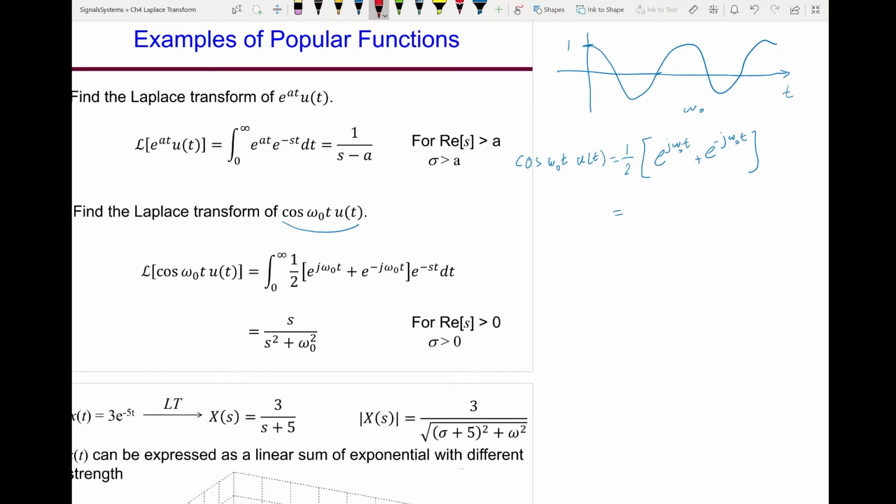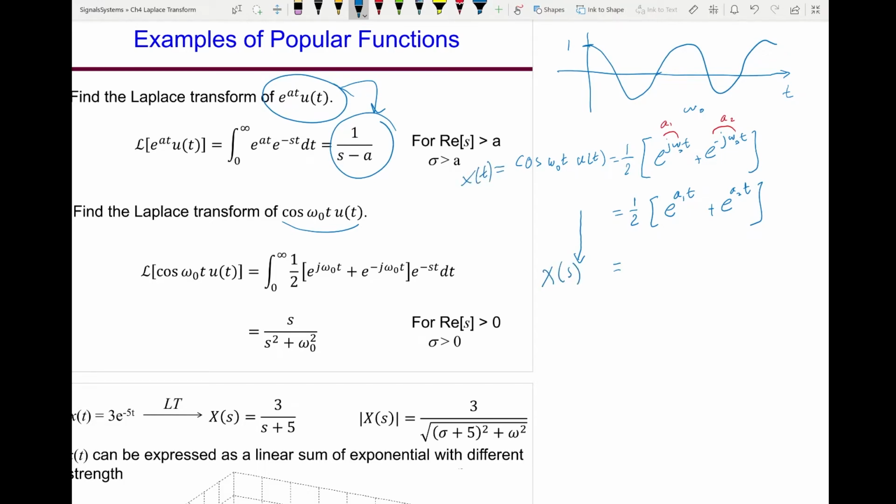Now I can call this A1 and call this A2. So this will be just half e^(A1 t) plus e^(A2 t). And to find the Laplace transform of this one, I will use this property. See, I already found the Laplace transform of this signal and I found it to be this one. Now if I call this x of t, now this would be x of s, half times 1 over s minus a1 plus 1 over s minus a2. I'm using this fact.